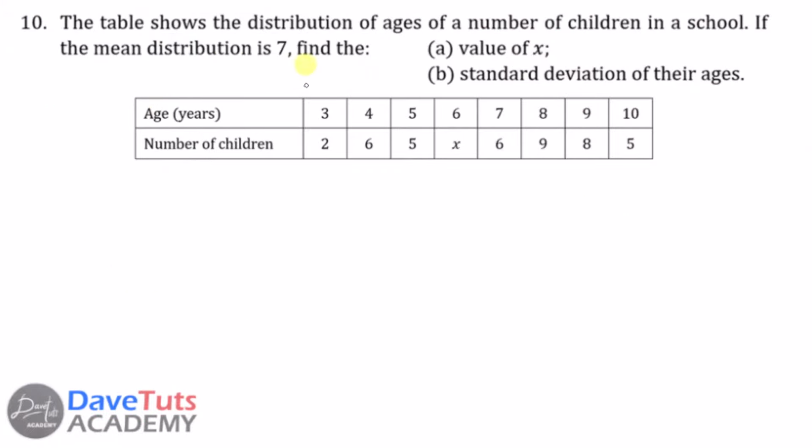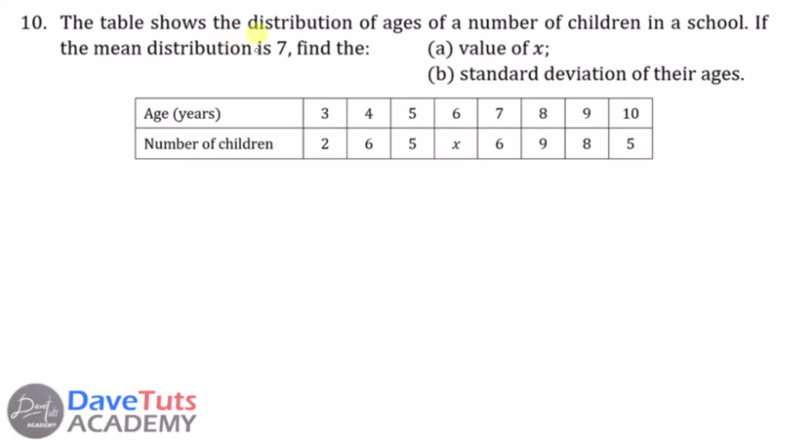Here in this question of statistics, we are told that this table is showing the distribution of ages of a number of children in a school, and the mean distribution is 7. We are to find the value of x, this x that is featuring here, and the standard deviation of their ages.